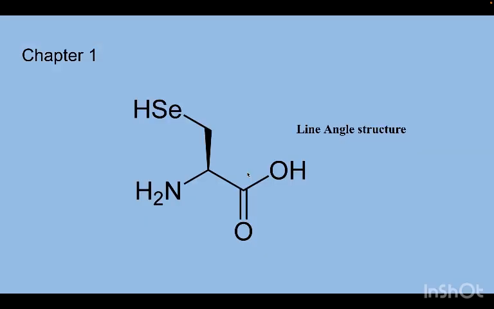Now we have the line angle structure. If you ever see a molecule with a wedge like this, especially at the chiral carbon, this tells you that there is a hydrogen right here. And just because this has a wedge, this hydrogen is going to be a dash. Later on in the slides, we're going to find out why this molecule of selenocysteine has an R configuration.